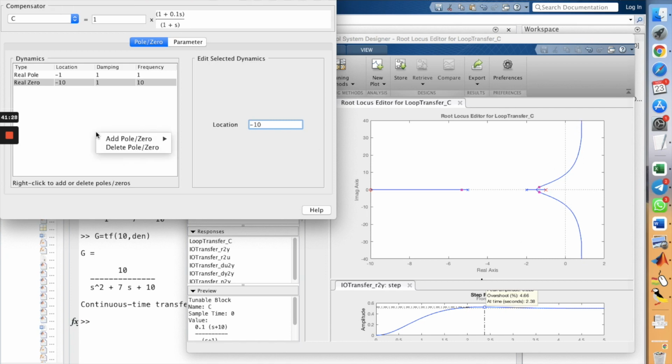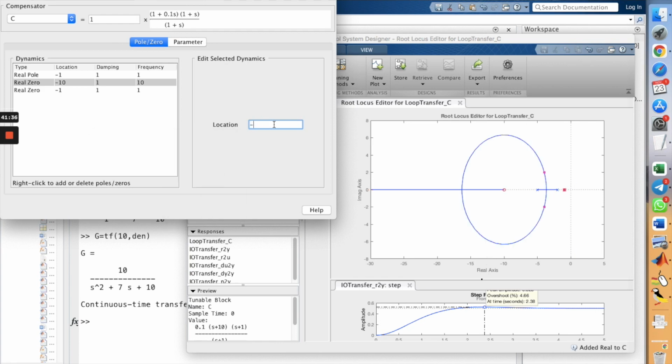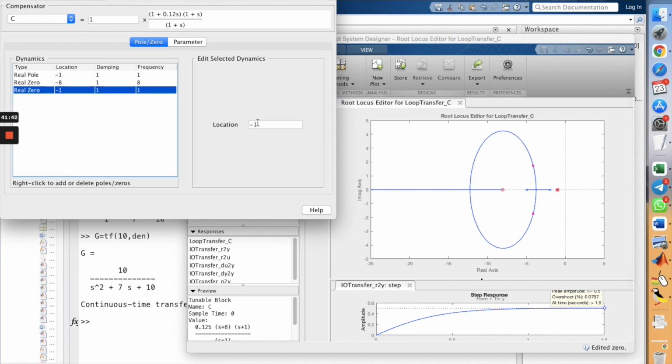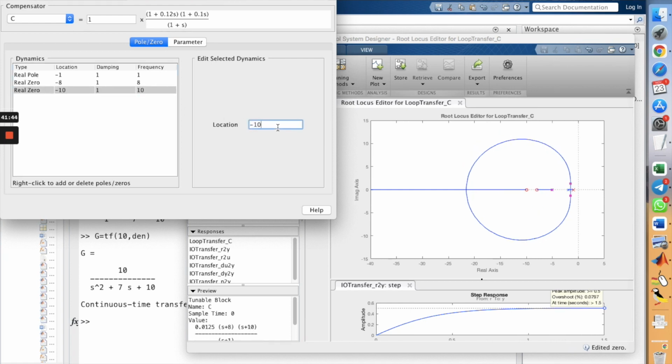Let's say I add another zero at -8. Okay, this one is -10. So from this plot, you can see here we have three poles, two zeros. The poles are at -1, -2, -5, and we have zeros at -8 and -10.